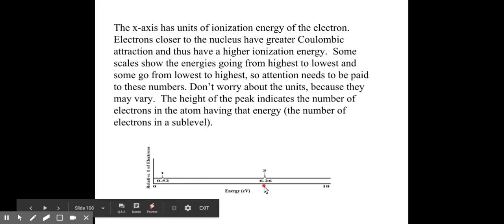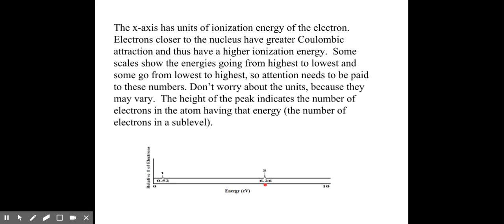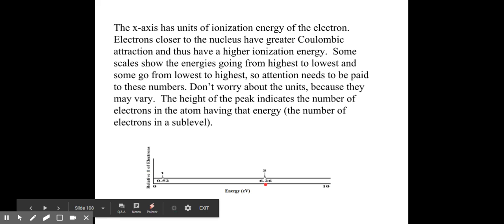So now the highest energy is going to be the lowest orbital, because that's going to take the most amount of energy to remove those electrons. So this is going to be the lowest orbital, and it has 2 electrons.